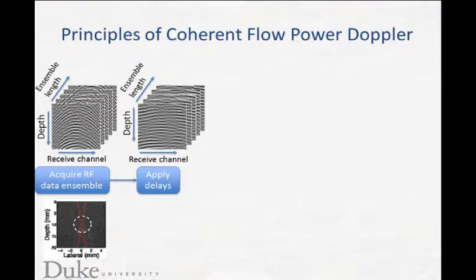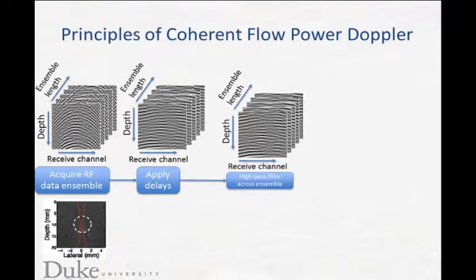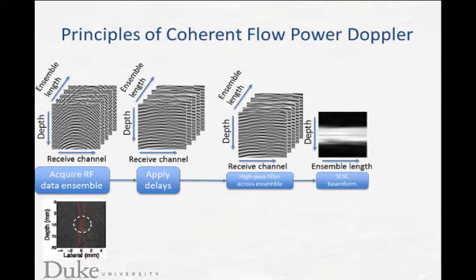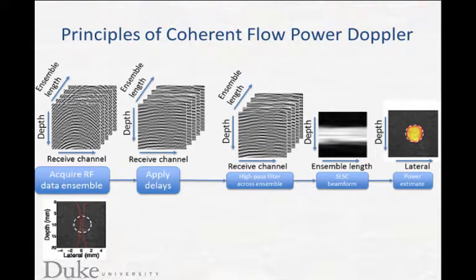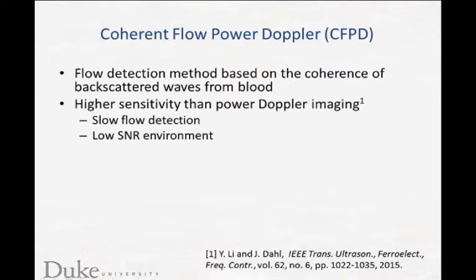The data are then time delayed and high-pass filtered to remove stationary signal. Then the SLSC beamformer is applied to extract spatial coherence information out of the filtered data. A power estimator, for example, the Loupas estimator, can then be applied to produce one A-line in the final Doppler image. If we scan the sample with the beam and repeat the process, we can build a Doppler image with CFPD. In previous studies, it has been shown to have higher sensitivity than conventional power Doppler imaging in slow flow detection and flow detection in low signal-to-noise ratio environment.